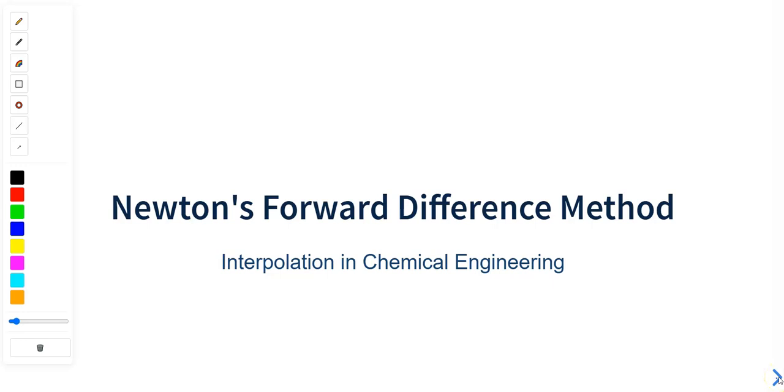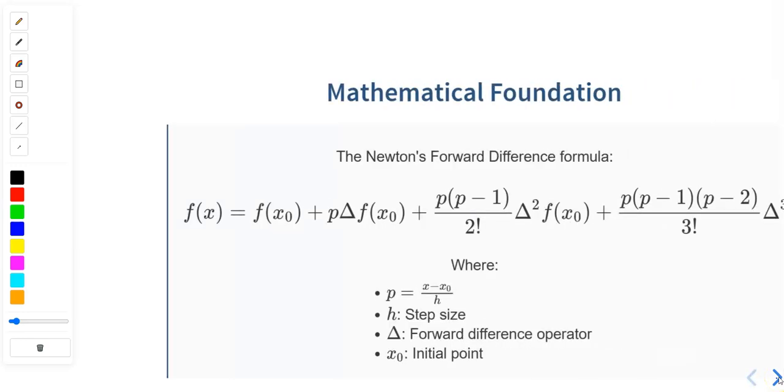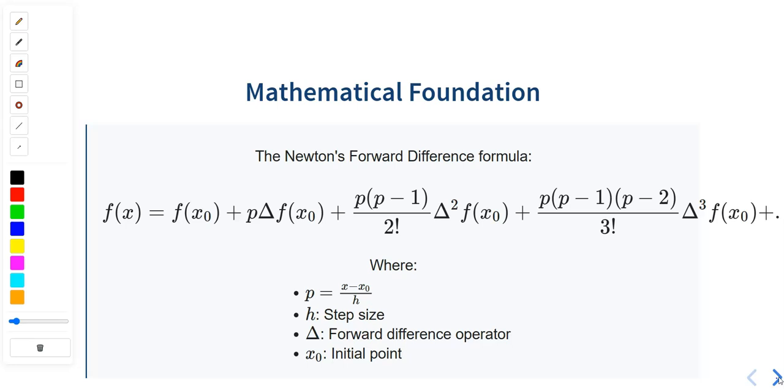Today I am going to discuss Newton's forward difference method. Here is the Newton's forward difference formula: f of x is equal to f of x0 plus p del f of x0 plus p into p minus 1 by factorial 2 del square f of x0 plus p into p minus 1 into p minus 2 by factorial 3 del cube f of x0, and so on, where p is equal to x minus x0 by h, h is the step size, del is the forward difference operator, and x0 is the initial point.